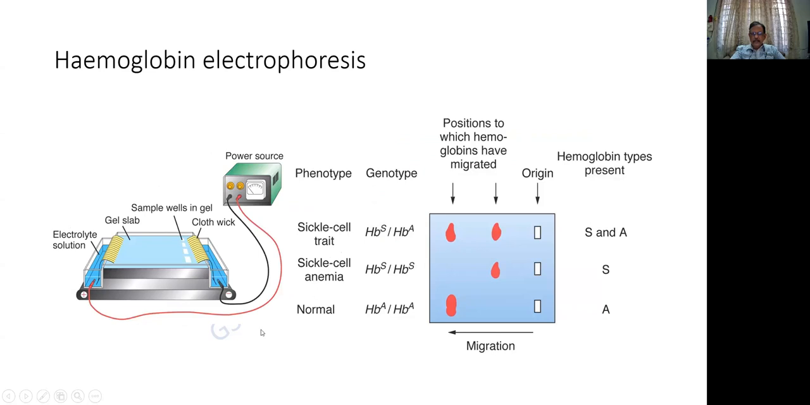This is the hemoglobin electrophoresis. The apparatus is over here. And in a case of sickle cell trait, as well as the sickle cell anemia, I find that the hemoglobin S is moving. So we will be able to identify.